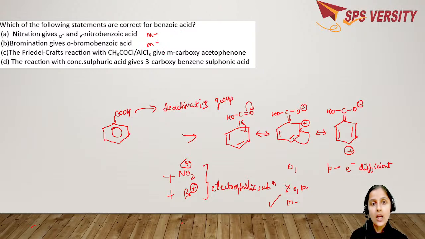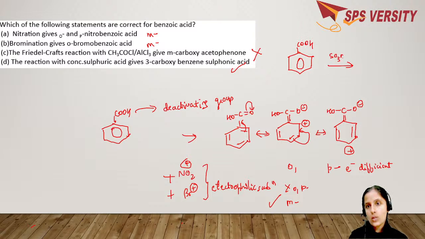The Friedel-Crafts reaction is an electrophilic substitution, which doesn't happen for the benzoic acid. So the reaction with concentrated sulfuric acid gives 3-carboxybenzene sulfonic acid. That means this SO3H is going to get added to the meta position, and that's why you are going to get the 3 substituted product. That is the only right answer. 3 is nothing but the meta position.